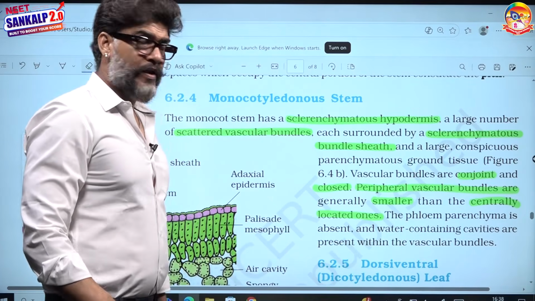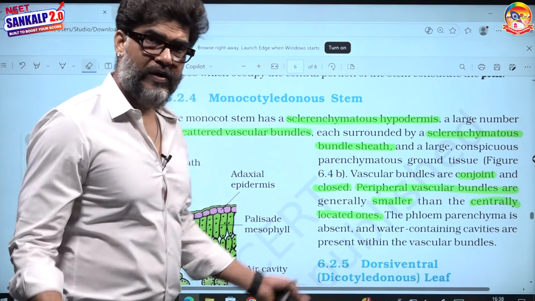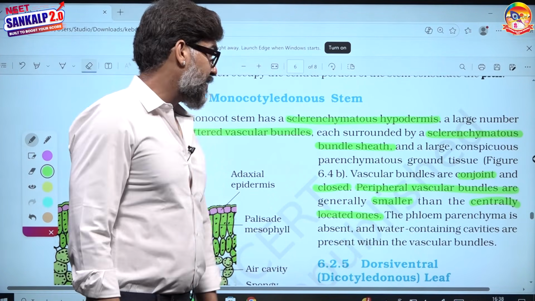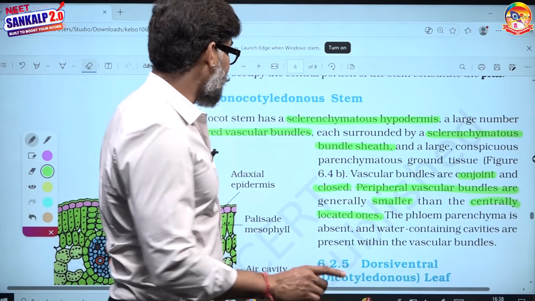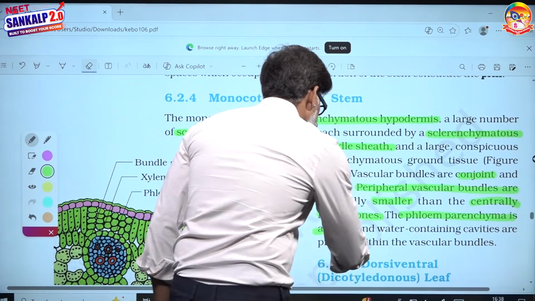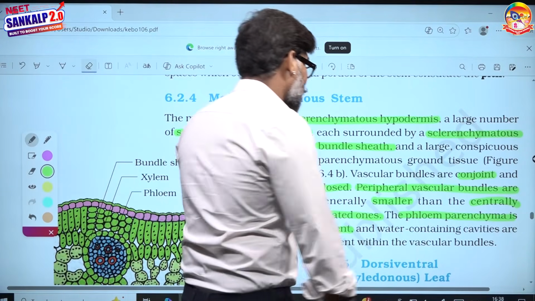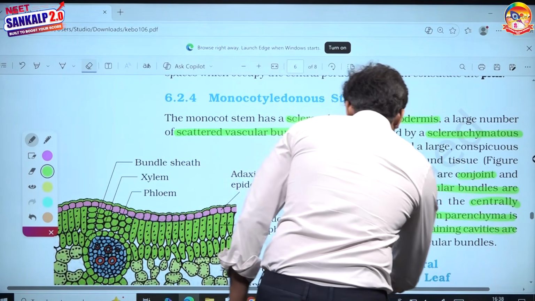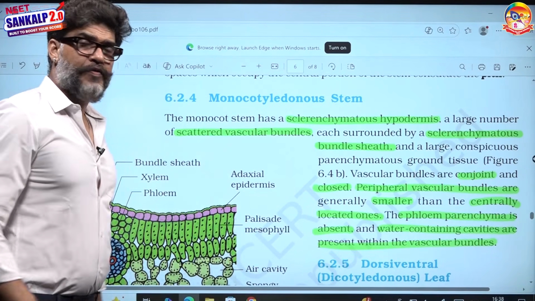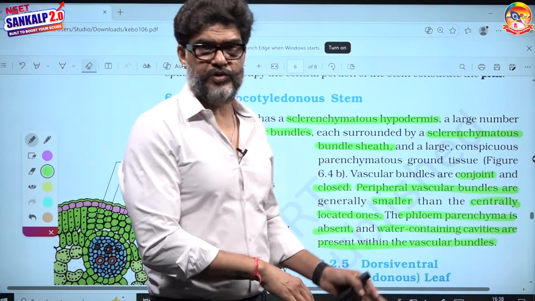So vascular bundles towards the periphery are small in size, and vascular bundles which are present in the center are relatively larger in size. Phloem parenchyma is absent, a very important factor. In monocot stem, phloem parenchyma is not present, but water containing cavities are present within the vascular bundles. So in this manner we observe many differences between the dicot stem and monocot stem.